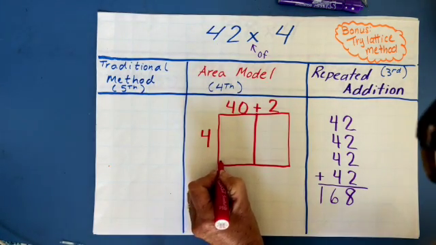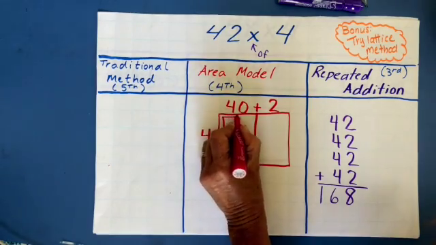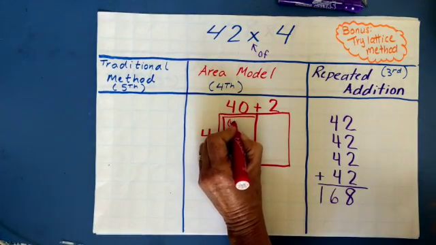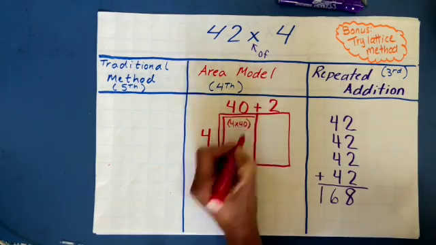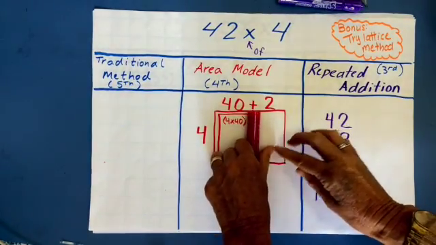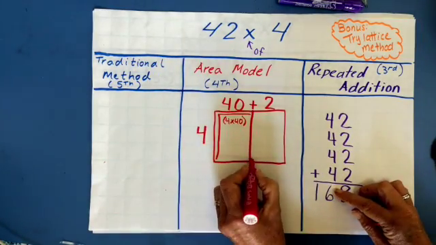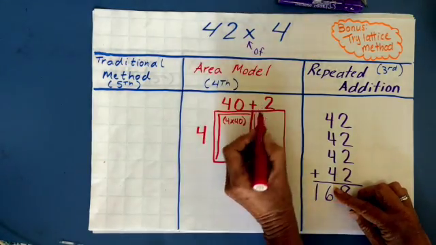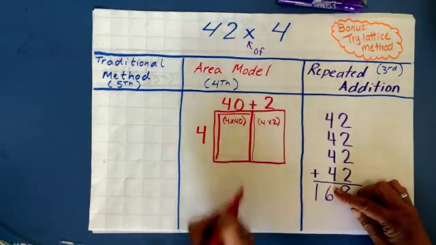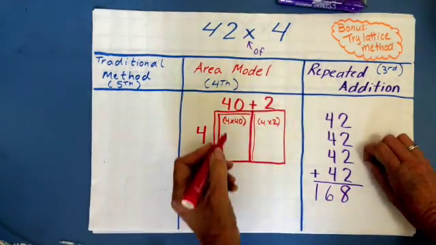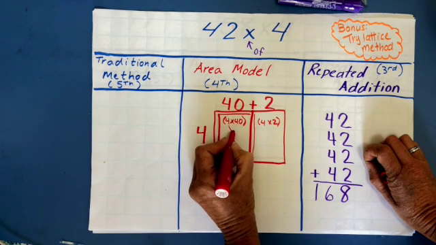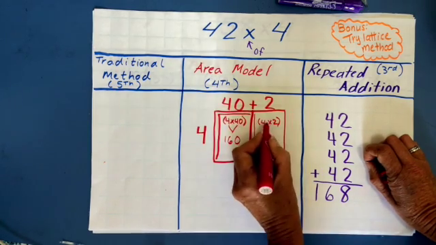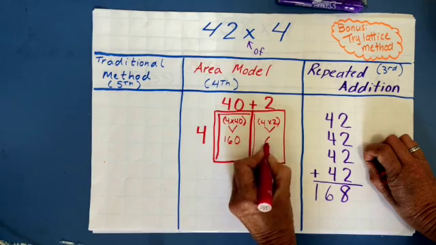So if I do this, this length here is equal to 4, and this length here is equal to 40. So this is 4, this is 40. So I write that 4 times 40, okay? And in this box here, this length here is equal to 4. And this length here is equal to 2. Okay. So now all I'm going to do is figure out what these are. I know that 4 times 4 is 16. And then I just add a 0. And I know this is 4 times 2, which I know is 8.